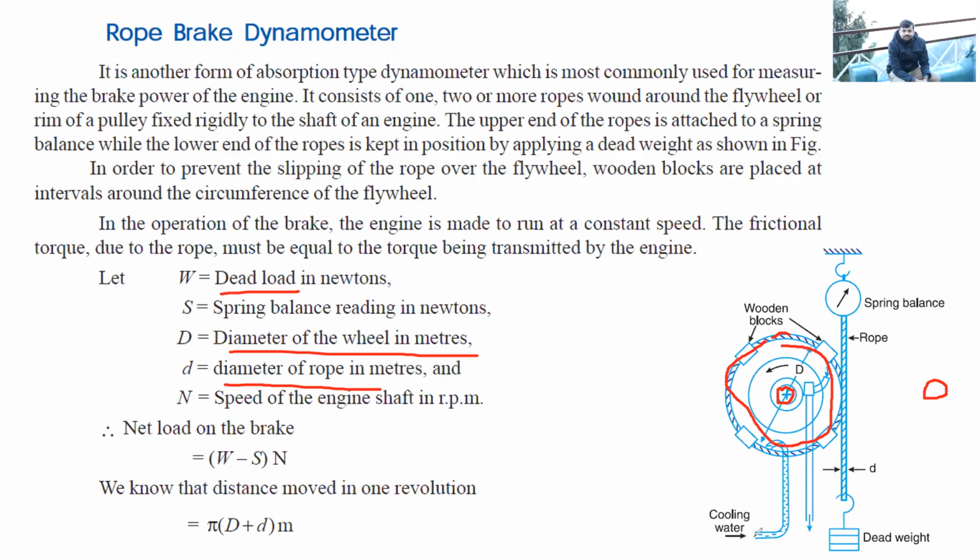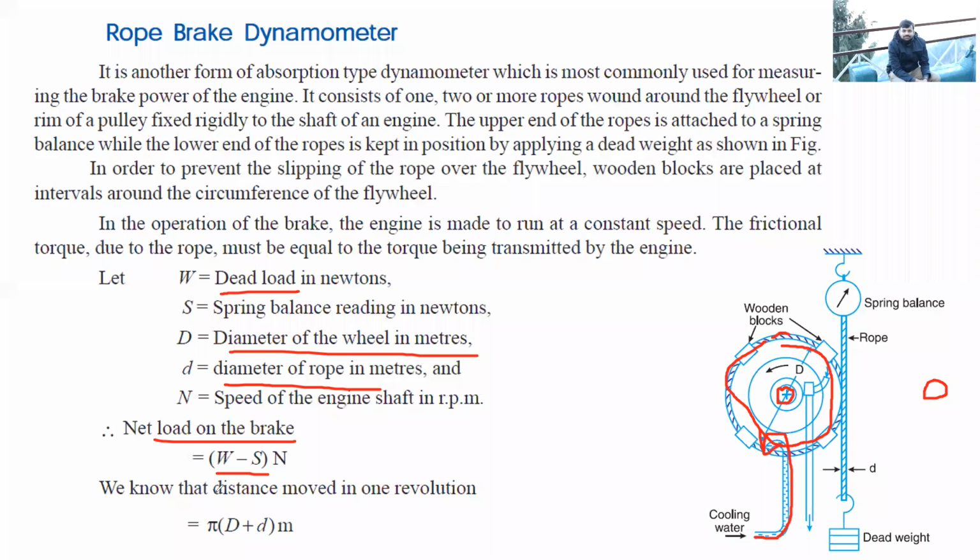Now cooling water is supplied, because when this wheel or the pulley will be rotating within these ropes, a lot of heat will be generated. So in order to take that heat out, we have to supply this cooling water continuously. All right, so what will be the net load coming on the brake? That is W minus S, that is all the weight we have put, minus the resistance provided by the spring balance.